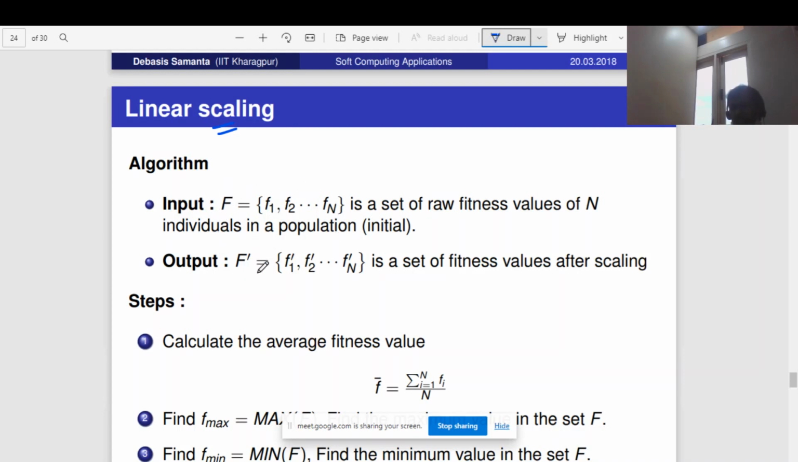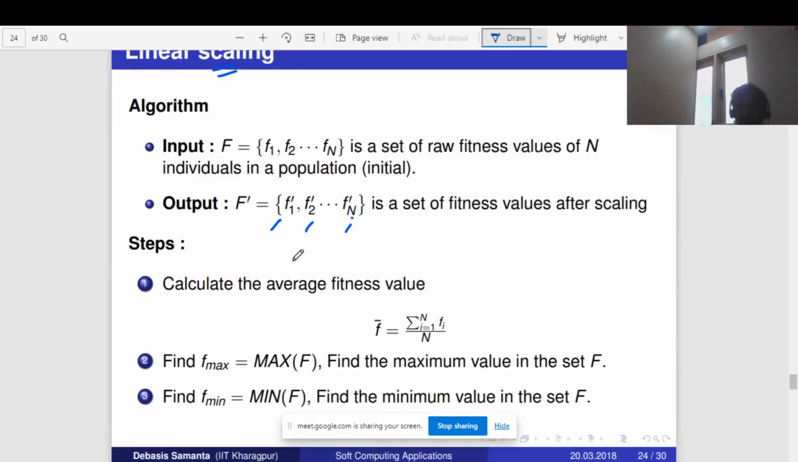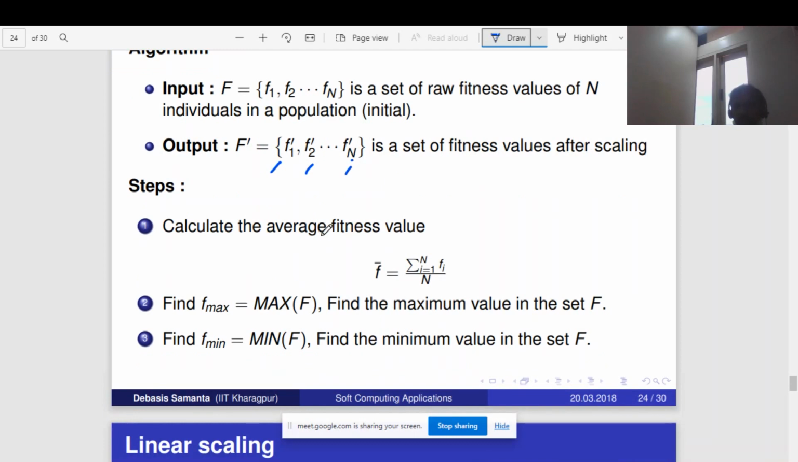So this is the input. Output will be this: f dash equal to f1 dash, f2 dash up to fn dash. So now the question is, how are we going to identify f1 dash, f2 dash up to fn dash? So this is the algorithm. First you identify f dash. We don't have the output, from the input we have to proceed.